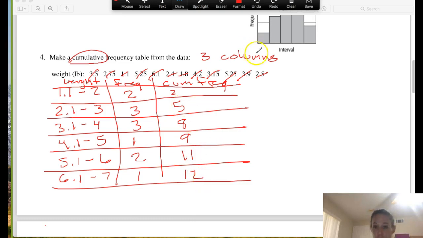So I have 12 data points, and you should have 12 data points here. So make sure you count them out. This should be the number of data points you have total. So you just count them up as you go. You start with 2, and then you add on more and more, and that's your cumulative frequency. All right, and that's all you have to do. So basically, when you get to your cumulative frequency, how many times did the data points occur all the way up to 6.1 to 7? Well, everything better happen by 7.